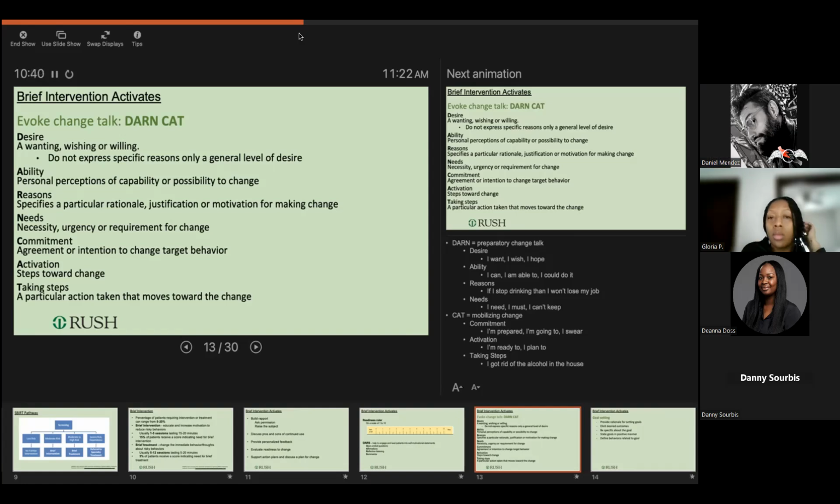And then we get to CAT: commitment, activation, and taking steps. Commitment is I'm prepared, I'm going to, I swear. Activation is I'm ready to, I plan to, so preparing to take steps towards the change. And then taking steps, like I got rid of the alcohol in the house. So that's a particular action taken that moves towards the change.